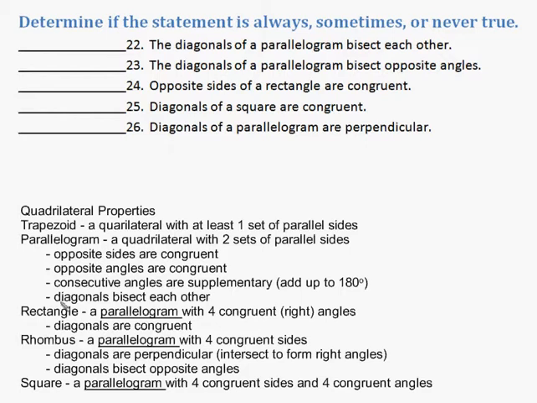So, number 22, the diagonals of a parallelogram bisect each other. Well, that is a for sure thing. It says it right under there as a property of parallelograms, so that's an always. That will always be true.